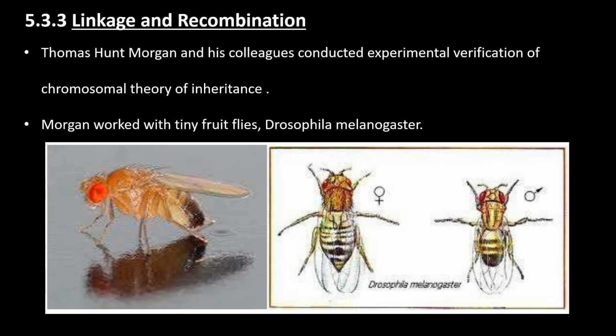Our next point is linkage and recombination. Morgan and his colleagues conducted experimental verification of chromosomal theory of inheritance. Morgan worked with tiny fruit flies, Drosophila melanogaster. So in this slide, you can see the male Drosophila and the female Drosophila.